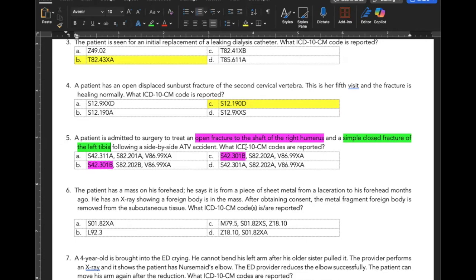and then it's not giving us an option, or not necessarily an option, but it's not really giving us further detail about where it was on the tibia, right? Just that it was left. So we'll just stop at our default code, and that gives us the S82.20, right? We'll do S82.20.